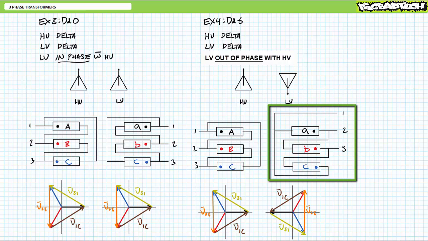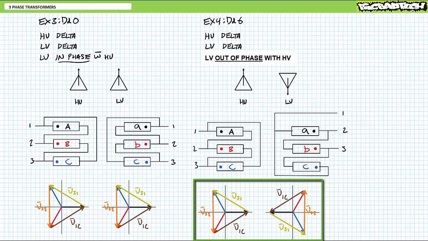As you might expect, the simplified connection diagram for the low voltage side indicates the low voltage windings are simply being used in reverse. Winding lowercase a is still between lines 1 and 2, only it's being run in reverse. Similarly, winding lowercase b is still between lines 2 and 3, only it's being run in reverse. And finally, winding lowercase c is still between lines 3 and 1, only it's being run in reverse.